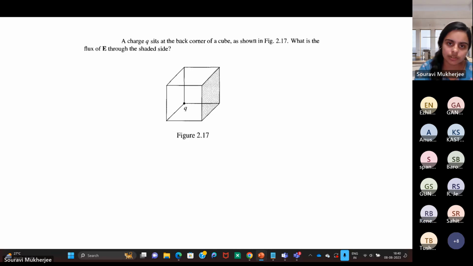Yes, one side is shaded, but what does Gauss's law tell you? In order to use Gauss's law, you have to have a volume that encloses the entire charge. The charge is sitting at one corner here, right? So it's not enclosed. It's exposed on the surface, at the corner. So in order to make use of Gauss's law, you have to have a volume which encloses this charge.